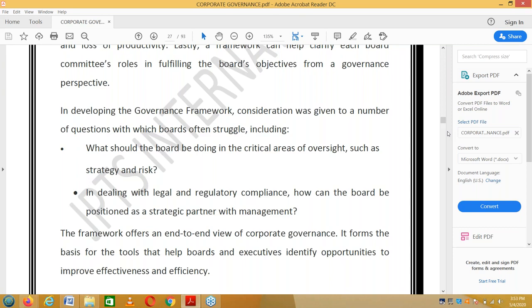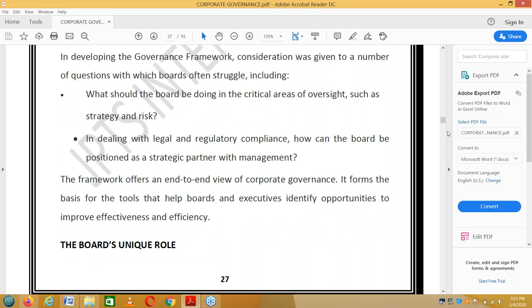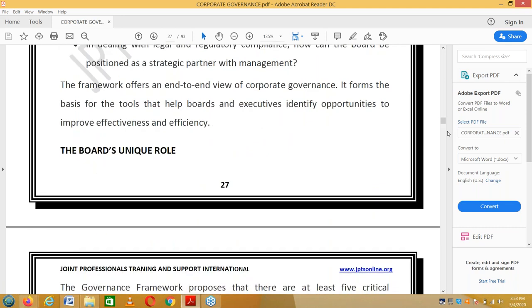So a framework helps to answer all these questions because the framework will help the board to focus on the critical aspects of the company. It helps them to focus on the main issue the company is facing. It helps them to make sure that they don't deviate from the essence of their responsibility. In dealing with legal and regulatory compliance, how can the board be positioned as a strategic partner with management? The framework offers an end-to-end view of corporate governance. It forms the basis for the tools that help boards and executives identify opportunities to improve effectiveness and efficiency.